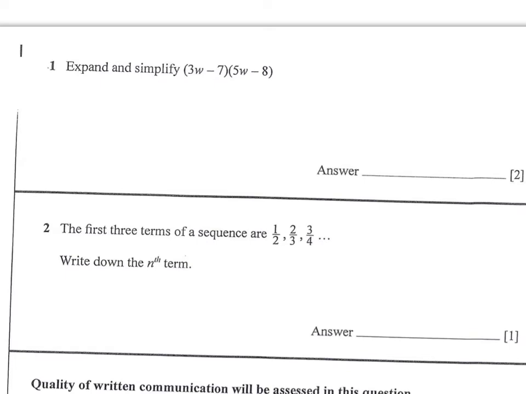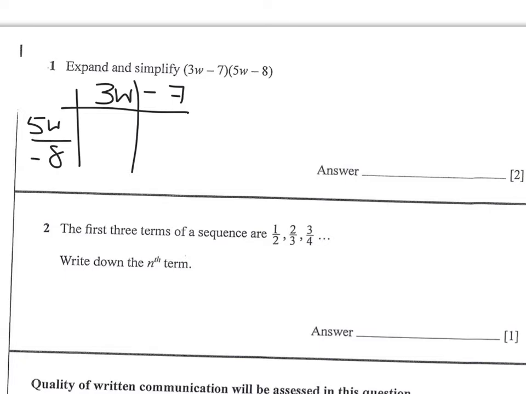Remember in class I taught you to do this by the grid method. So we write the first bracket out, and then we write the second. And in each box it shows us what we want to multiply. So 5w times 3w, 5 times 3 is 15, and w times w is w squared.